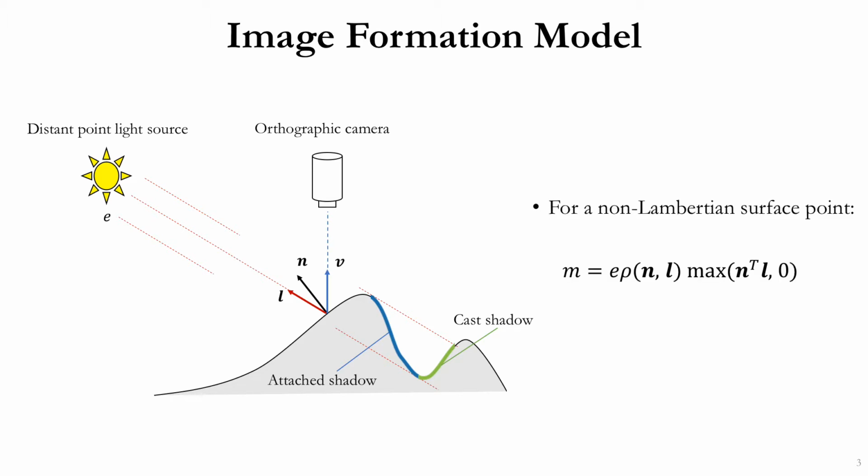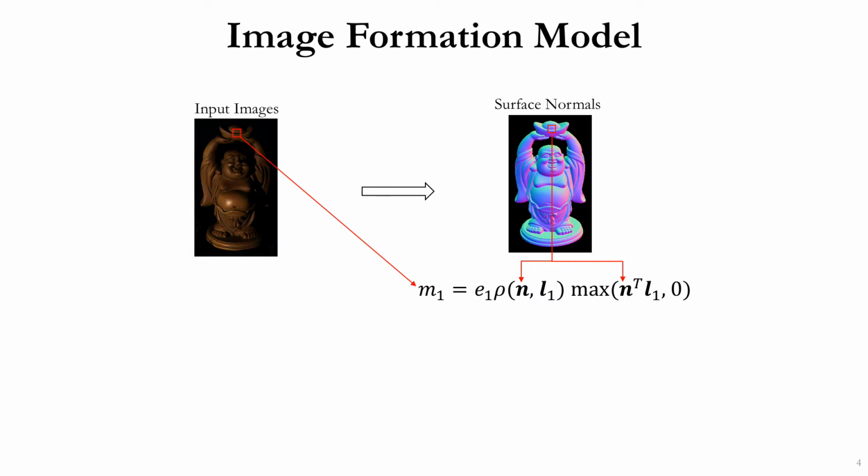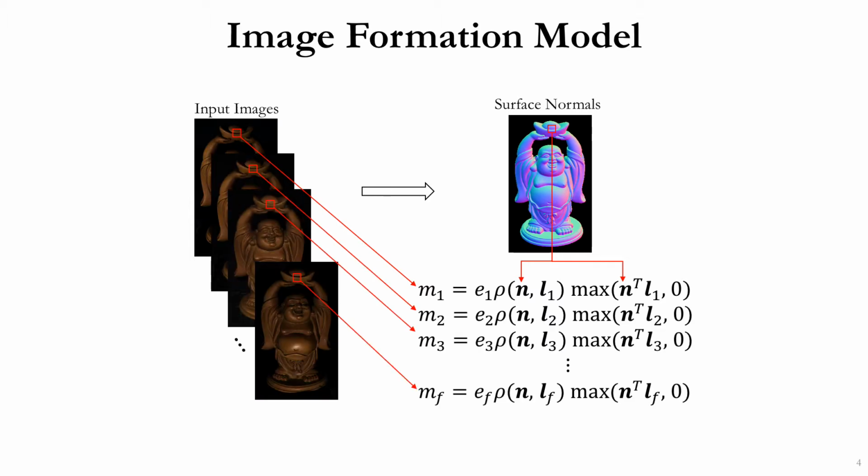The image formation model for a surface point can be written like this. M is the measurement, E is the light intensity, ρ is a BRDF determined by the surface normal, N, and light direction, L. Max accounts for attached shadow. For each pixel, given an image, we can write down one equation. Given F images, we can write down F equations.